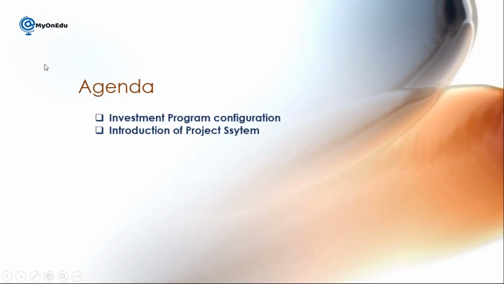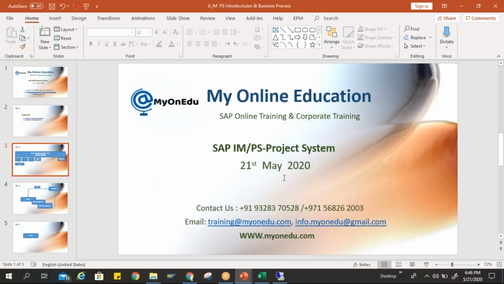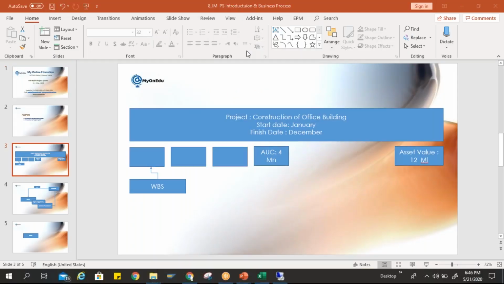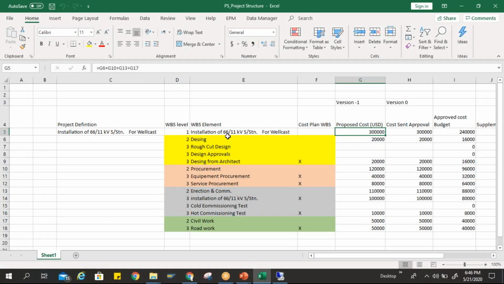Continuing on the same, I'll take you to the same Excel we were discussing that day. Yeah, so this is the Excel. In this Excel we have the project structure, and we have seen the proposed cost and how we can plan it in CJ40, which is the transaction code. Then in a different version, if you want to have your final version, we can do that in the same CJ40 transaction with version 0.